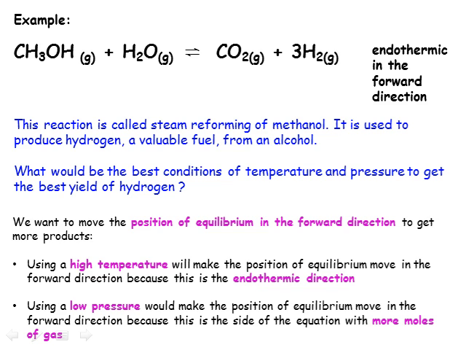The forward direction also has more moles of gas, 1 mole of CO2 and 3 moles of H2, which is 4 moles of gas, compared to 1 mole of CH3OH and 1 mole of H2O on the left, which is only 2 moles of gas. To get the position of equilibrium to move in the direction of more moles of gas, we need to choose a low pressure. So high temperature and low pressure would give us the best yield of hydrogen.